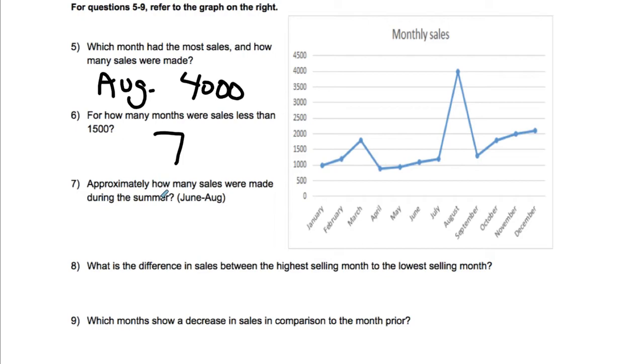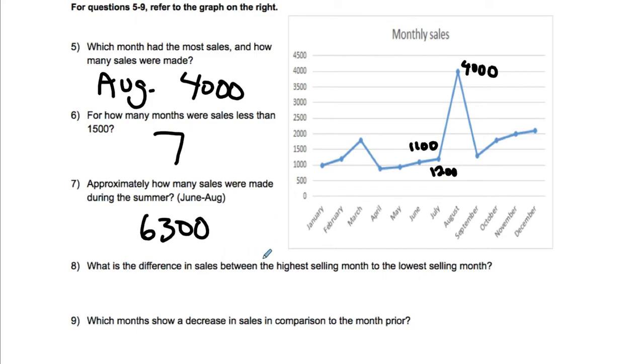Approximately how many sales were made during the summer? Okay, and it's June through August we're considering. All right, so June is here, and I'm going to say it's about 1,100. This question is saying approximately, so I'm just going to estimate as best I can. That's June. I'm going through August, so I need July as well. I'm going to call that 1,200. And then August, as we know, was 4,000. We said that earlier. Okay, so if I want to know the total sales in the summer, I need to add these up. All right, I add these up, and I have 6,300 sales.